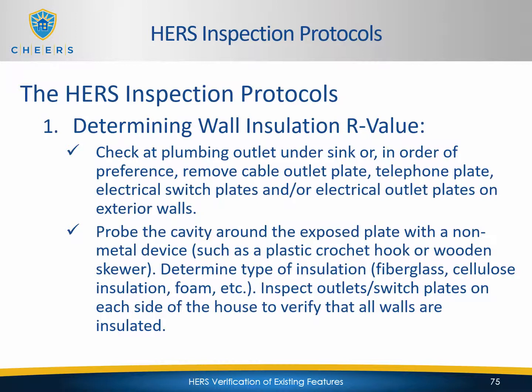You can probe the cavity around the exposed plate with a non-metal device, such as a plastic crochet hook or wooden skewer, to determine the type of insulation: fiberglass, cellulose, foam, whatever it may be. And then you can inspect the outlets and switch plates on each side of the house to verify that all walls are actually insulated.